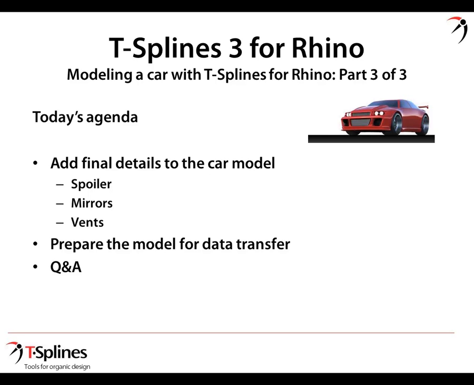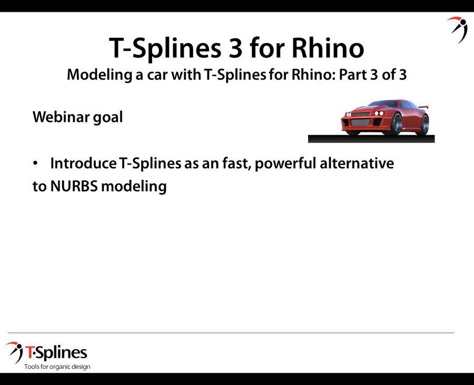So the agenda today is that we'll pick up where we left off at the last webinar, and we'll be adding the final details to the car model. We'll be adding spoiler, mirrors, and vents, and then a critical step will be preparing the model for data transfer. One of the big benefits of T-Splines is that you can convert your T-Splines data to NURBS data, so it can be used any place downstream. And then we'll reserve some time for questions and answers at the end.